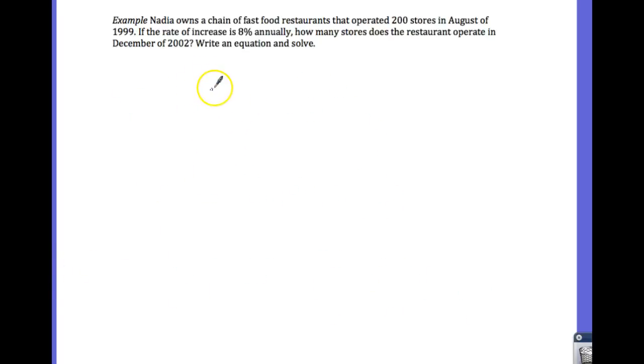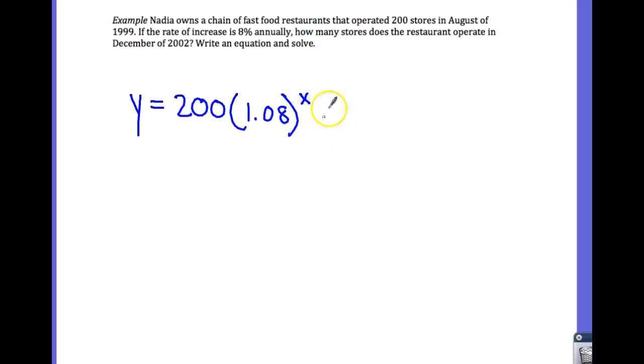In this example, Nadia owns a chain of fast food restaurants that operates 200 stores in August of 1999. If the rate of increase is 8% annually, how many stores does the restaurant operate in December of 2002? Okay, so I can write a quick equation. 200 is my initial. I'm growing by 8%, so that's 108%. And annually, x is in years.